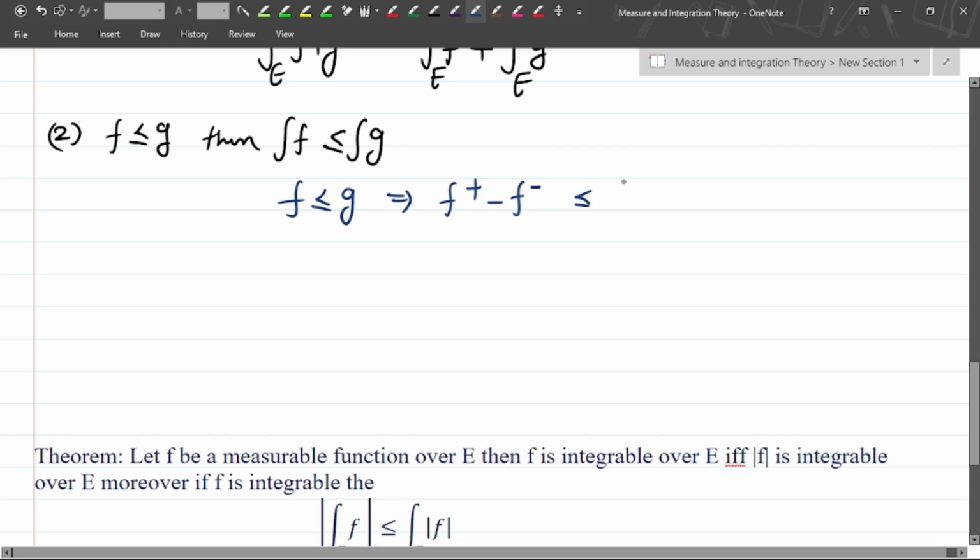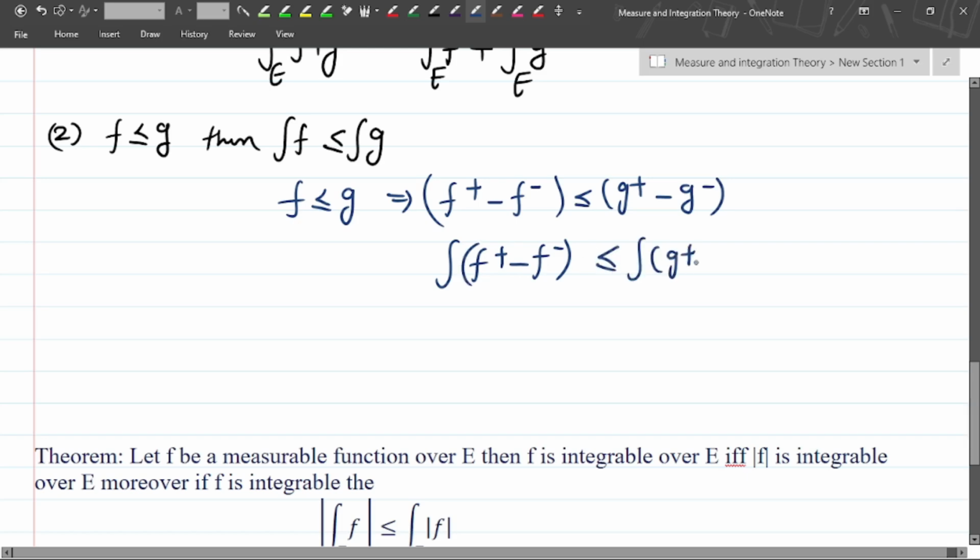F minus is less than g plus minus g minus. We'll just integrate these, because both are integrable functions by the previous result. So we can just separate it.